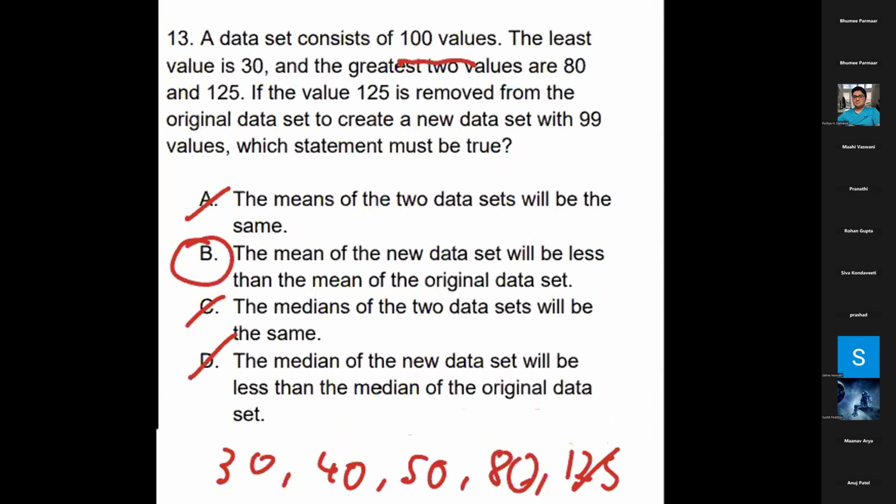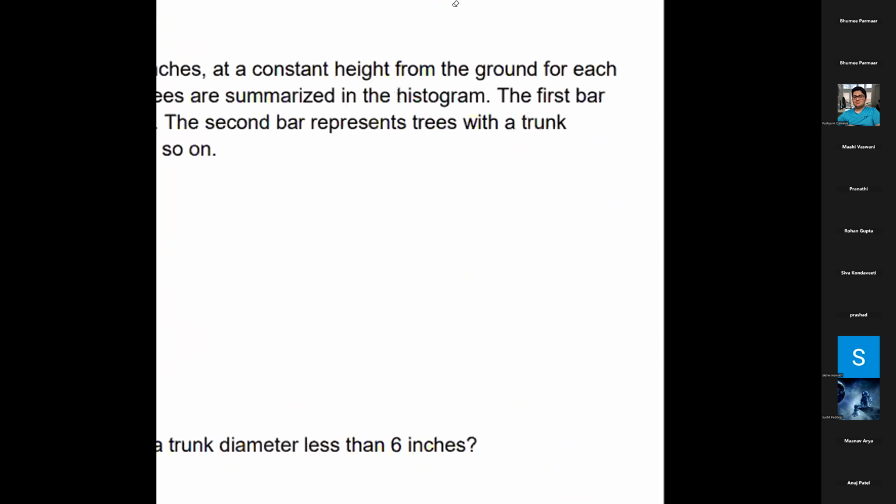So all we know about is the mean, and if you remove the largest number, the mean would decrease. If you remove the smallest number, the mean would increase. Does that help? Maybe?